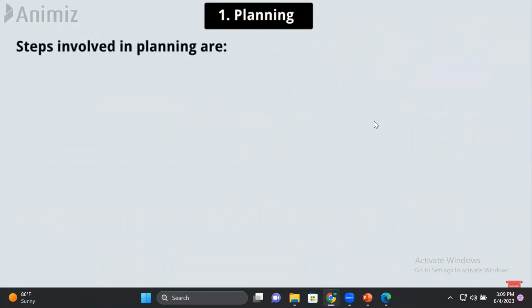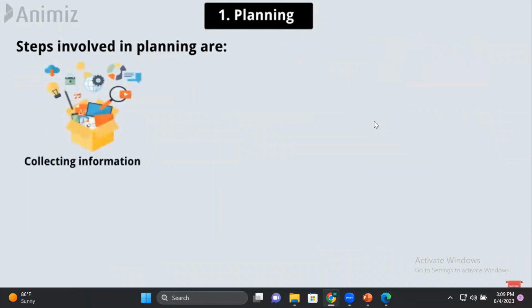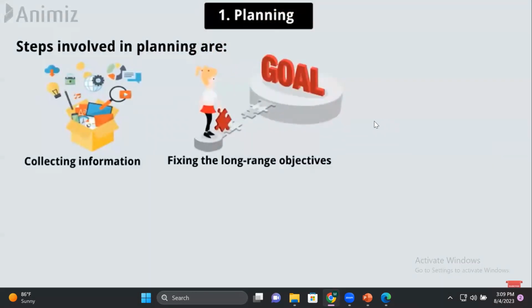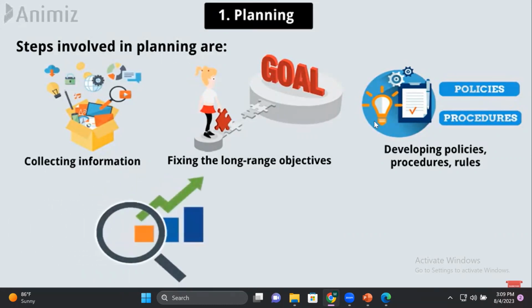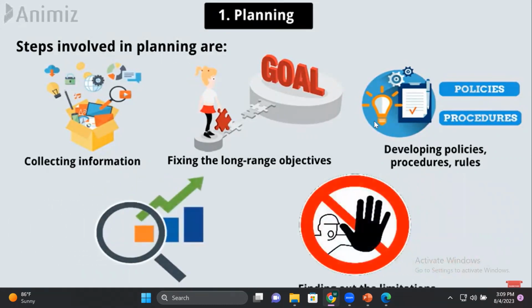Steps involved in planning are collecting information, fixing the long-range objectives, developing policies, procedures, rules, etc. for the implementation of strategies, evaluating the action patterns, finding out the limitations.